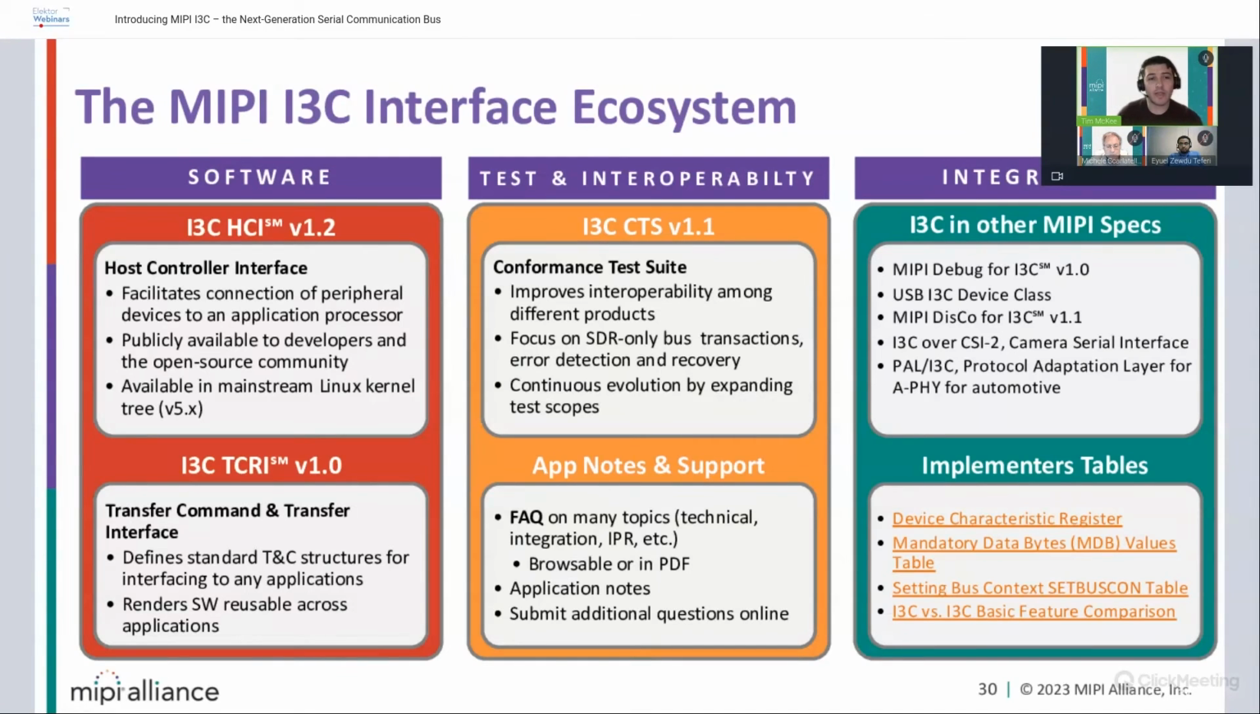Right now we have a lot of documents out there in support of I3C. Starting from the left on the software side, we have the I3C HCI, the host controller interface, version 1.2. This is available in the mainstream Linux kernel, publicly available, and facilitates the connection of peripheral devices to an application processor. We also have the TCRI, the transfer command and transfer interface. It defines the standard transfer command structures and renders software reusable across applications.